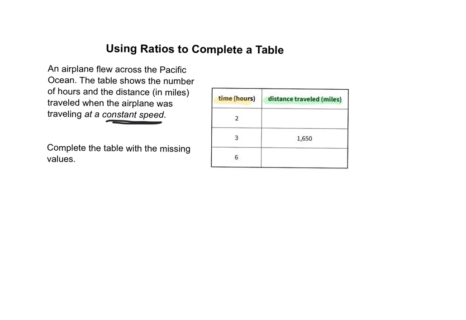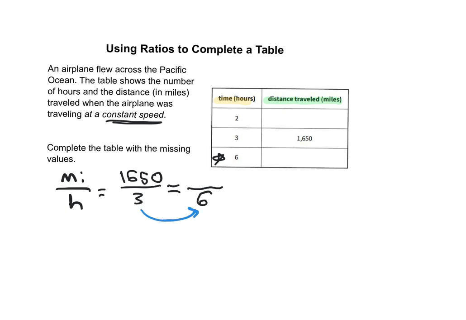I'm going to start with filling in this hours, 6. I'm starting here just because for me this makes the most sense for my brain. Yours could be different, but really it doesn't matter where you start. And I'm going to start with setting up a ratio of miles per hour. So we know that we started at 1,650 miles in 3 hours, and we are trying to find an equivalent ratio for 6 hours. And what you might notice is that 3, when you multiply it by 2 or double it, you get 6, and with equivalent ratios, the numerator and denominator must be scaled the same.